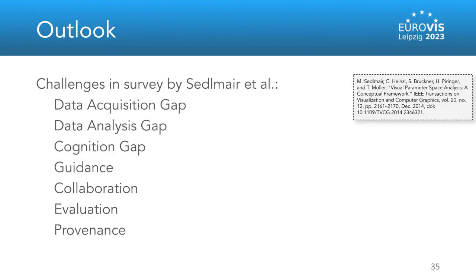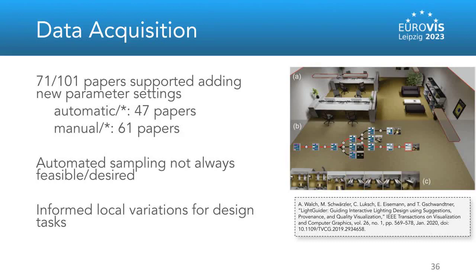To do so, we will first have to revisit some of the challenges mentioned earlier in the literature and relate our findings to those. Sedlmair et al. mentioned the data acquisition gap, which had to do with the fact that models are often computationally expensive and it's thus infeasible to sample parameter settings within the system. From the numbers on the slide, the gap does not seem to be a big issue in our survey.